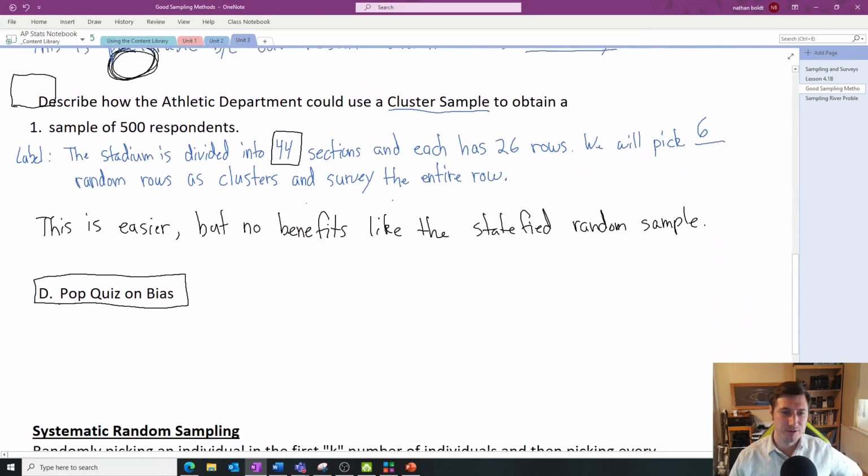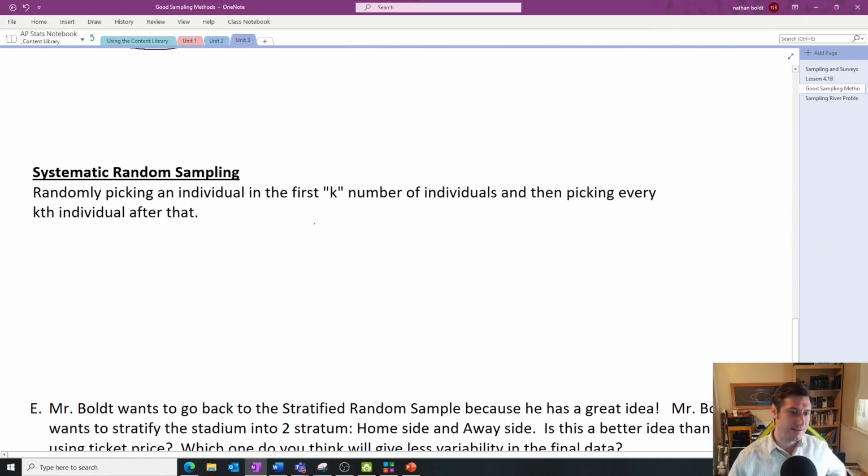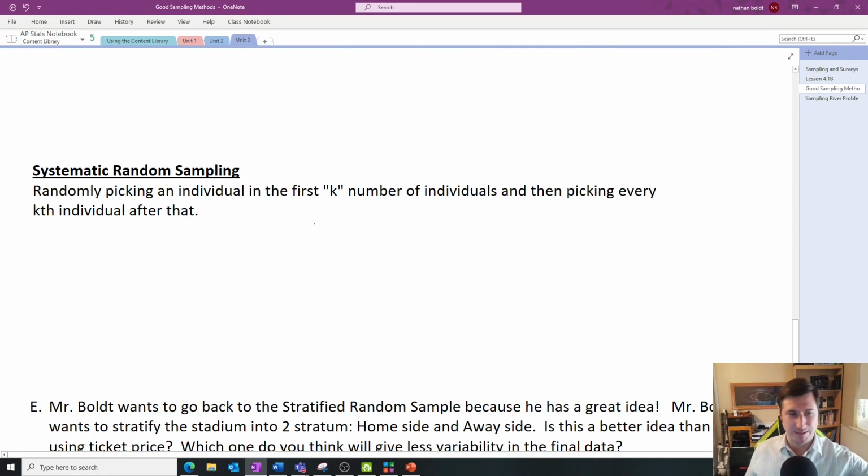We have one more sampling method, the systematic random sample. But why do you math people keep using SRS as the acronym? Can't you think of a different word? No, we can't actually. Systematic random sample, not to be confused with the stratified random sample or the simple random sample. It's like we get an evil pleasure out of this or something.